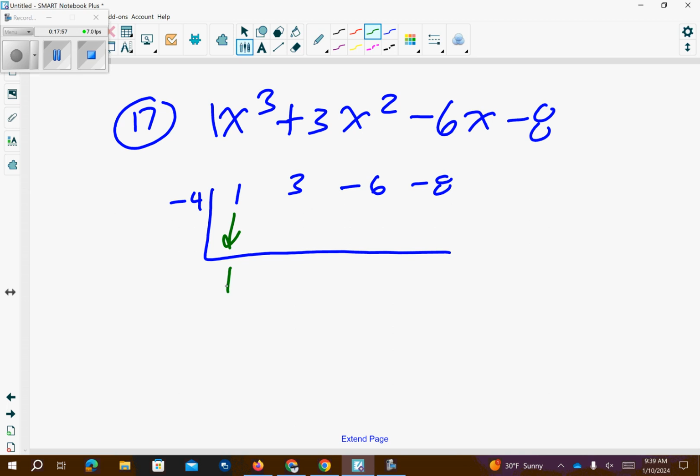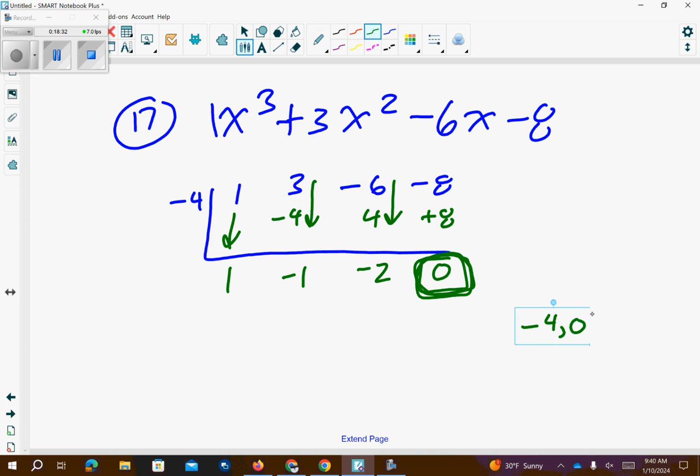The 1 comes straight down. 1 times negative 4 is negative 4. Add those. That's negative 1. Negative 1 times negative 4 is positive 4. Add those. So I get negative 2. Negative 2 times negative 4 is positive 8. And because I got a 0 down here, that means something. Here's a few things to just realize what this is showing. This is showing me right now that negative 4, comma 0 is a point on our graph.